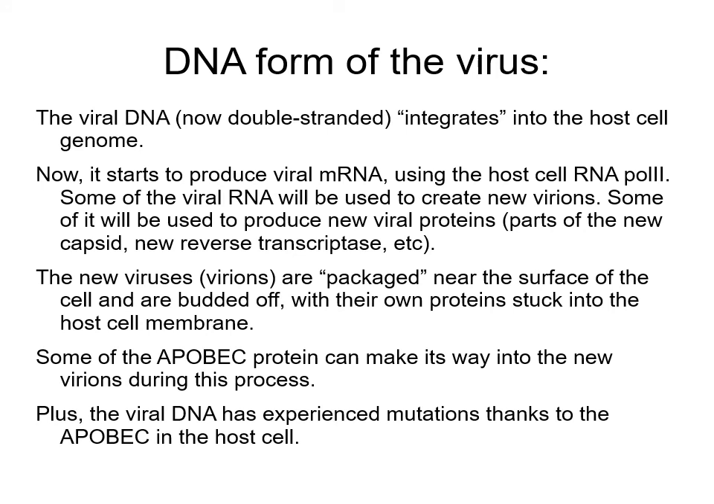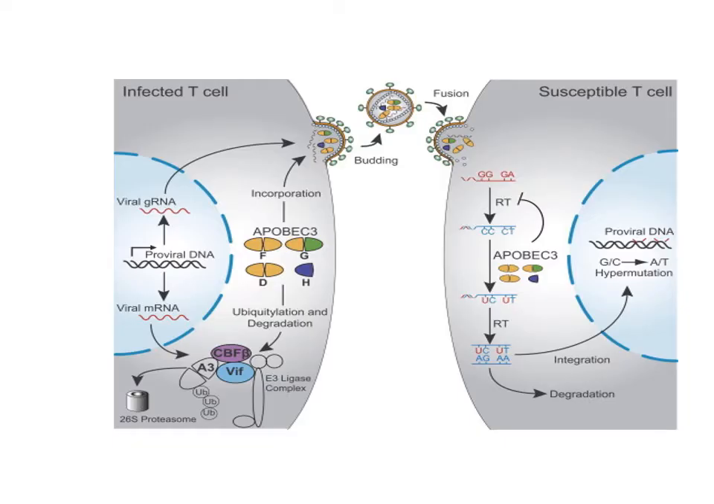Okay, so remember, it's going to be a double-stranded DNA, which integrates into the host cell genome, produces viral RNA using the host cell RNA polymerase, and then will be used to create new virions. And that will, of course, lead to the packaging of genome-length RNA into new virions, which will then take some of the APOBEC protein with it, so that when it goes into the new cell, the APOBEC is ready to actually create mutations in the virus as it tries to replicate. So here's one picture of this. We've got the APOBEC going into the new virion as it buds off the cell surface. It infects a new cell.